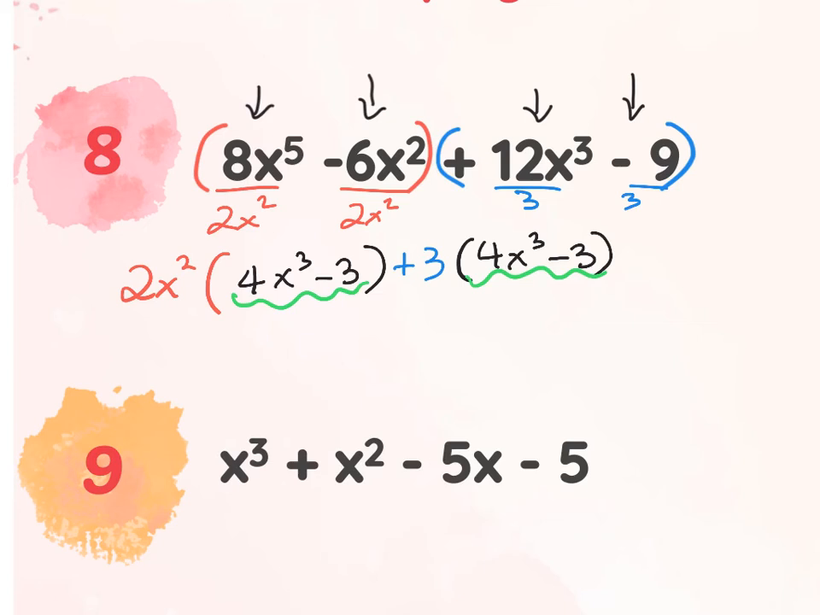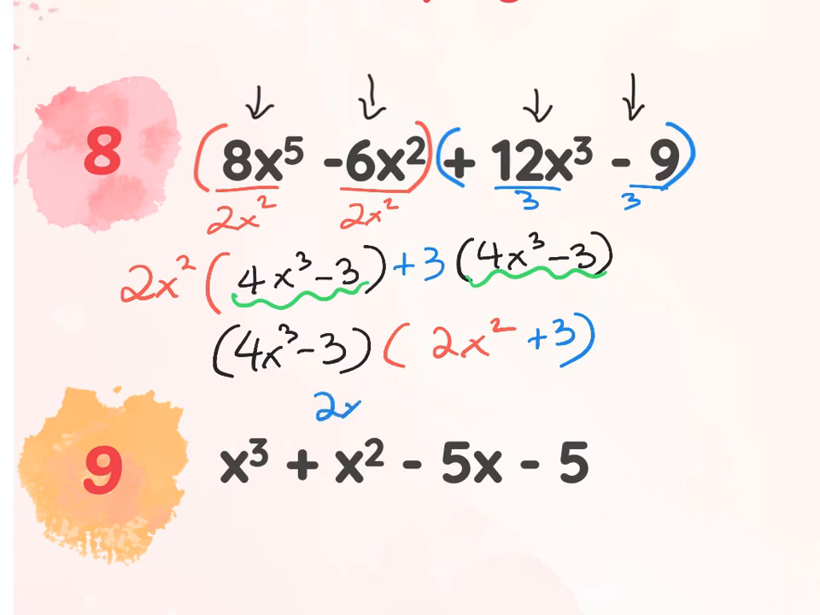So now I'll rewrite the 4x to the third minus 3, and now take the two GCFs and put them in a parentheses. And you're done. And again, if you'd prefer to write 2x squared plus 3 first, and then the 4x cubed minus 3, either one is acceptable. The order doesn't matter here.